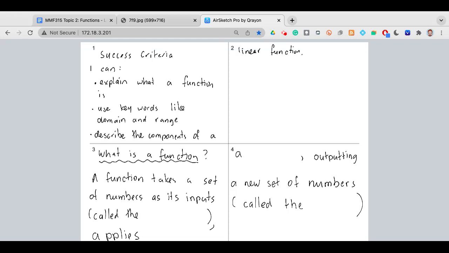So a function. Often people, when they think of a function, they think of the rule. But what I've done in this definition is I've asked you to think about what we're doing. So a function takes a set of numbers as its inputs. So think of a function like a box, and you put a number into the box, and out comes a different, might be the same, number, but out comes a number according to a rule. Okay, so here's our first keyword here. A function takes a set of numbers as its inputs. This set of numbers is called the domain.